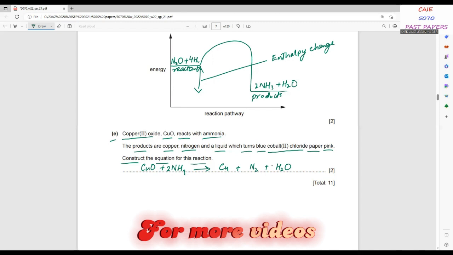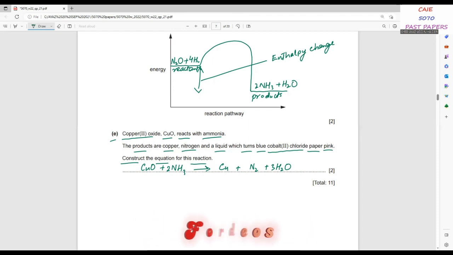So I have to write 3 here before H2O. Now the number of moles of oxygen becomes 3. So I can write 3 before CuO to balance oxygen. This makes 3 moles of copper. So I will write 3 on the product side. Now this equation is balanced.